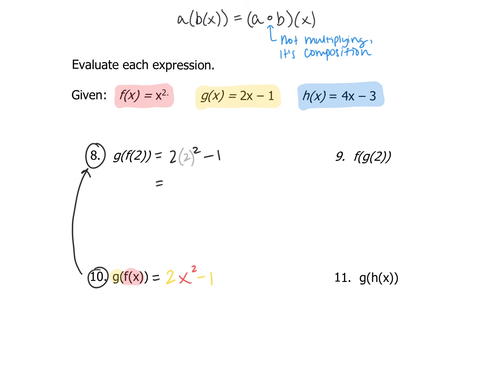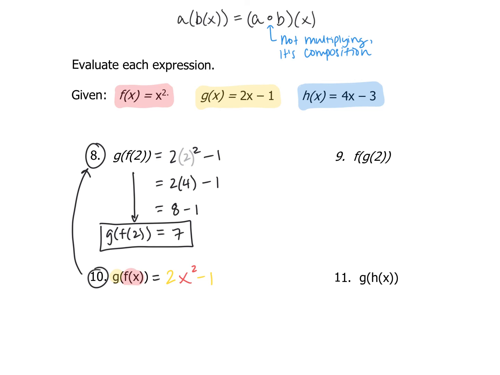So I have to square first, since that follows the rule of PEMDAS. So I have 2 times 4 minus 1. 2 times 4 is going to be 8. So I have 8 minus 1. 8 minus 1 is going to be 7. So looking at this, I have g of f of 2 that equals 7.